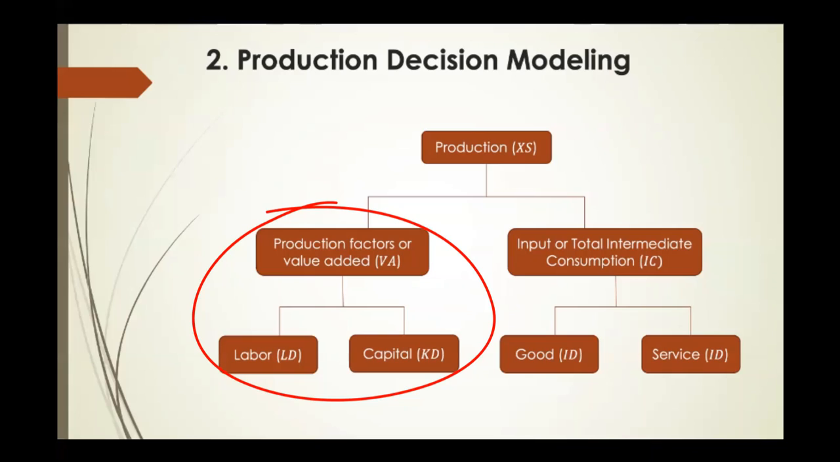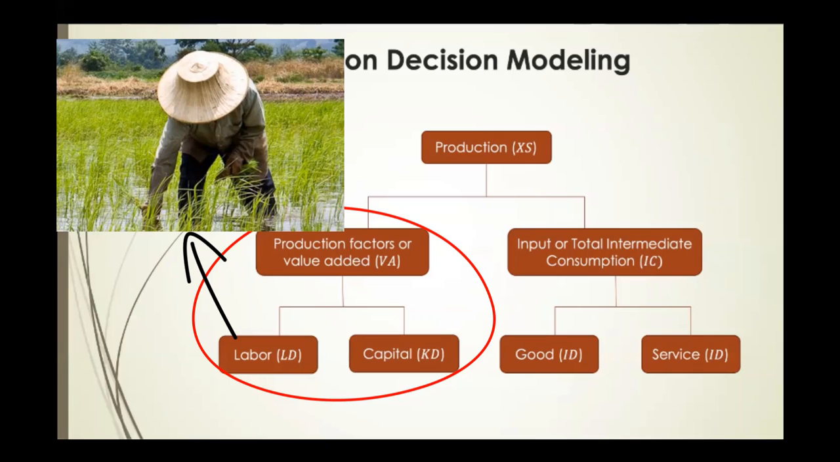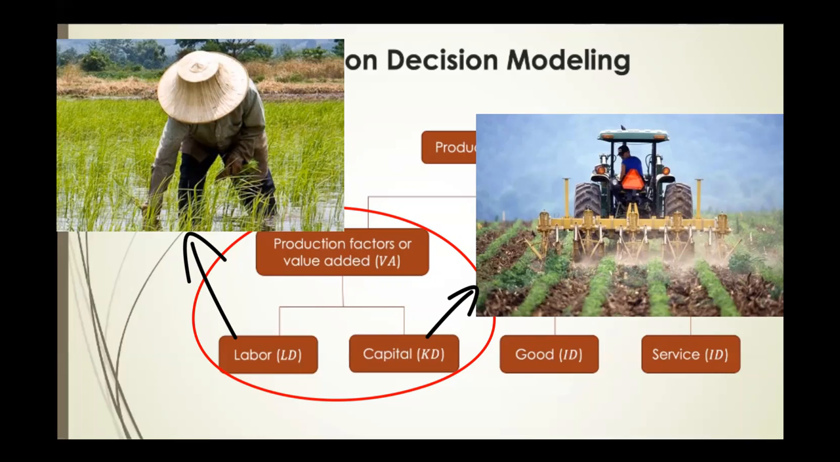Remaining at the second layer, a substitution between labor and capital is assumed in the value-added generation. Giving you another example, still being in our example of rice production, a farmer here combined hours of labor and hours of use of machinery or equipment. Here, the farmer can substitute hours of labor with hours of machineries, depending on the variation of labor and capital costs.